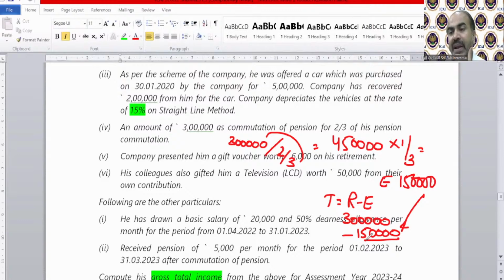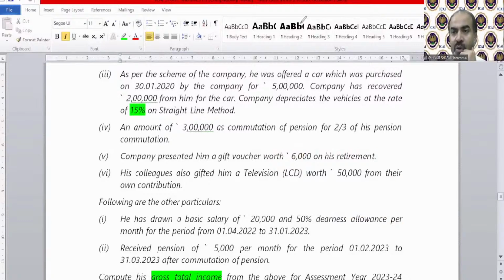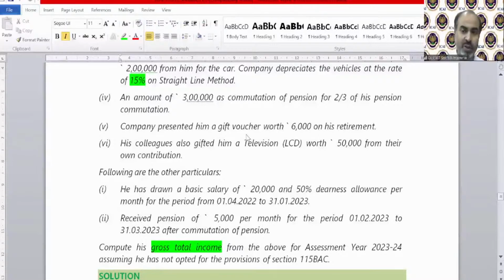So balance 1,50,000 is going to be taxable as your pension. You can see the working note, of course, it has been written over there again. Next, a voucher provision. We just discussed today, the voucher provision says up to 5,000 rupees voucher as a gift is exempted. Balance is going to be taxable. So out of this 6,000, we can deduct 5,000 and 1,000 is going to be taxable.